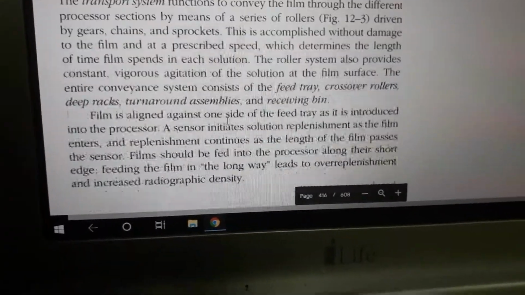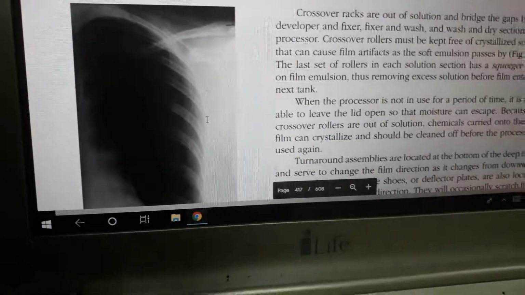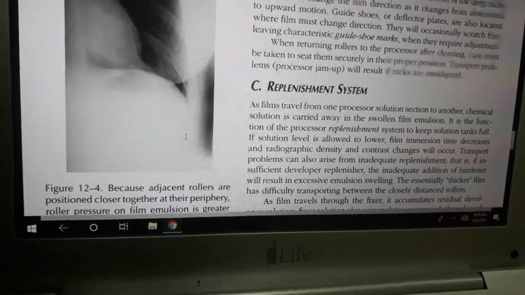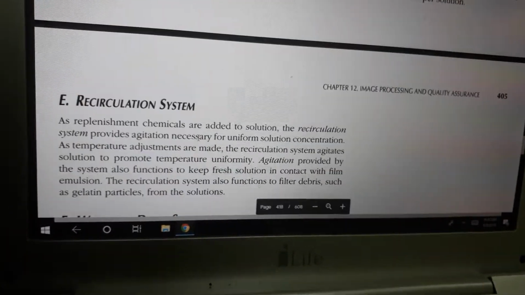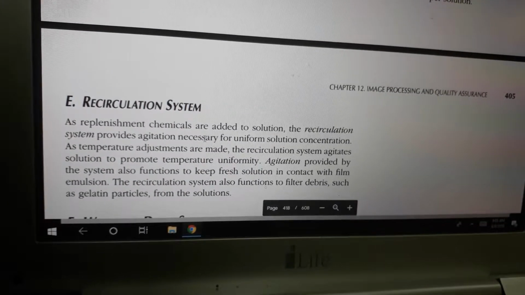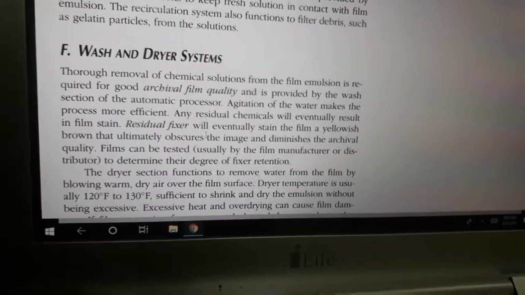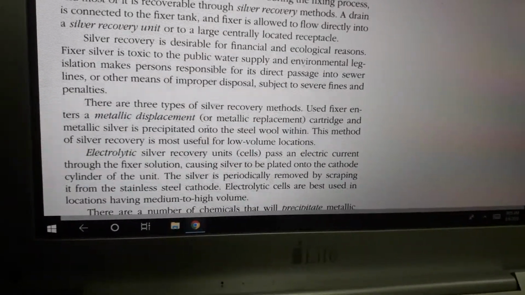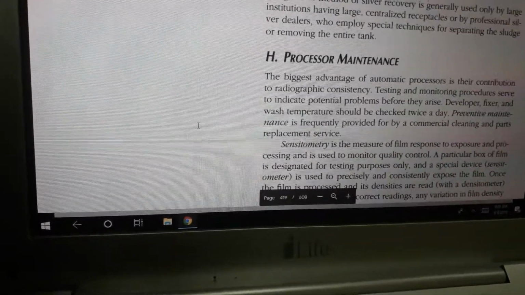B. Transport system. This is the automatic processor. C. Replenishment system. D. Temperature regulation. E. Recirculating system. F. Wash and dryer system. G. Silver recovery. H. Processor maintenance.